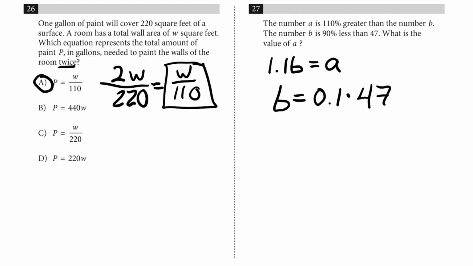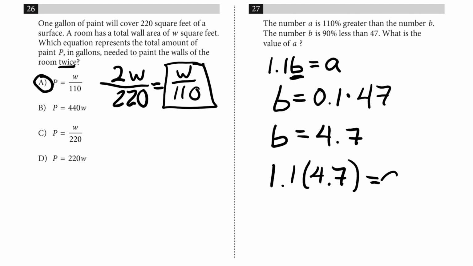So the first thing that we have to do is multiply 0.1 times 47. That gives us 4.7. And then we're going to plug that in for B in the other equation. 1.1 times 4.7 equals A. 1.1 times 4.7 is 5.17. So that is the number that A is equal to.